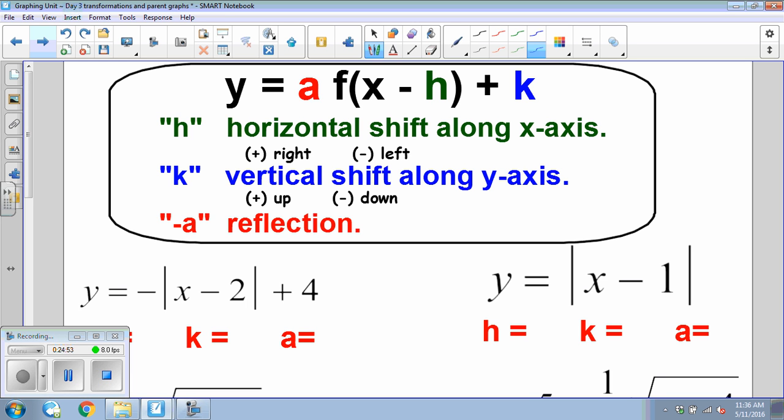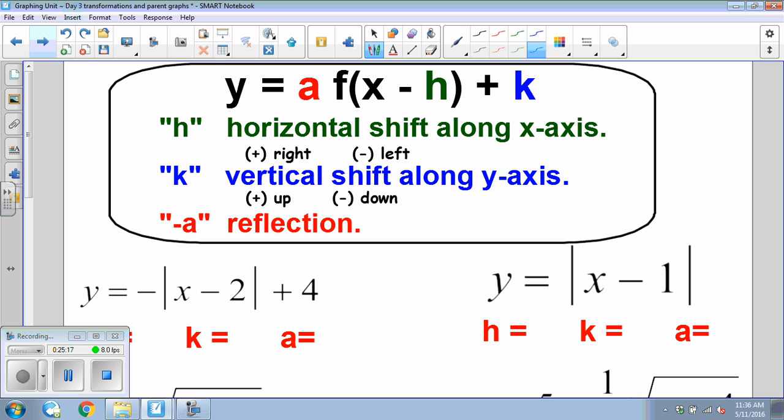We looked at A to determine whether that parabola opened up or down, right? If A was positive, it opened up. If A was negative, it opened down. The reason why is because if A is negative, that means it's reflected across the x-axis. So that's how come it took a regular parabola and flipped it down. That's why it opened down.